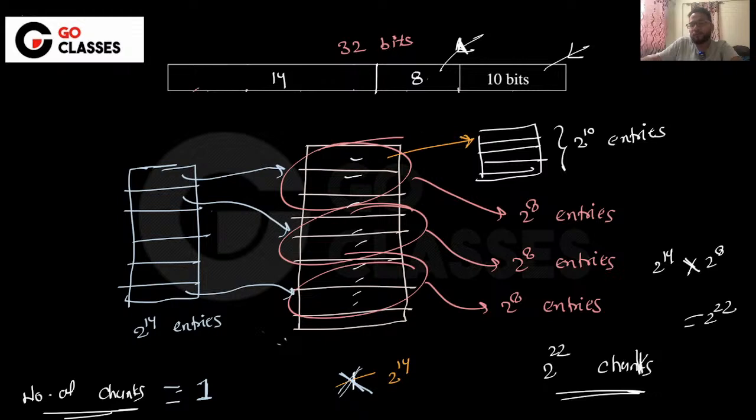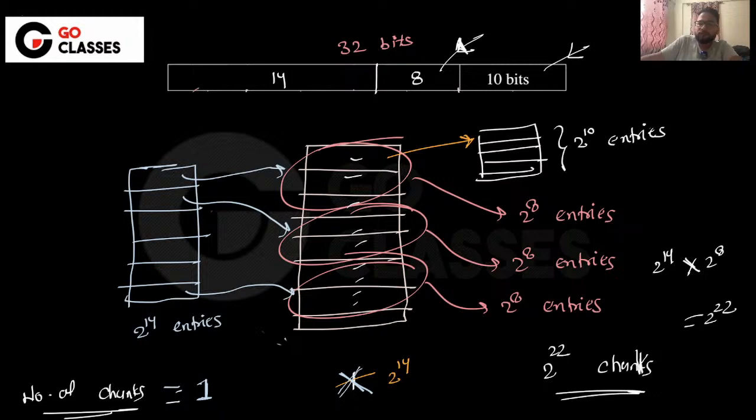Now I divided this 2 power 22 entries into two parts. Each one is having 2 power 8 entries. How many such chunks? 2 power 14 chunks. Total 2 power 14 into 2 power 8, which is 2 power 14 plus 8, which means 2 power 22 entries. Again 2 power 22 entries here, right?